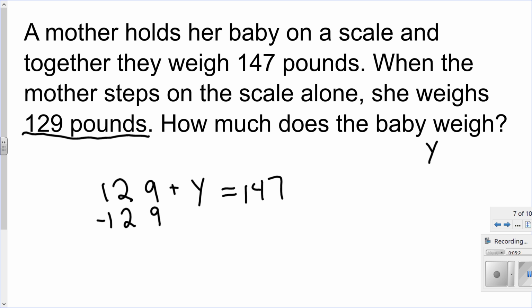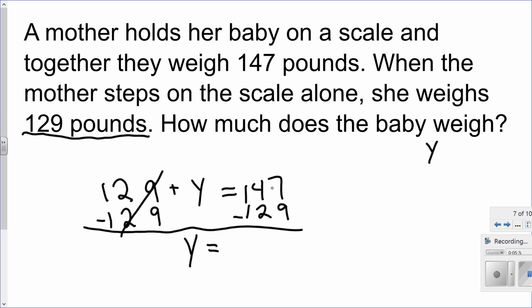So I subtract 129 from both sides. I get y equals 147 minus 129. Well, I'm going to borrow, so I have 3, and this becomes 17. 17 minus 9 is 8. 3 minus 2 is 1, and 1 minus 1 stays as it is. So the baby weighs 18 pounds.